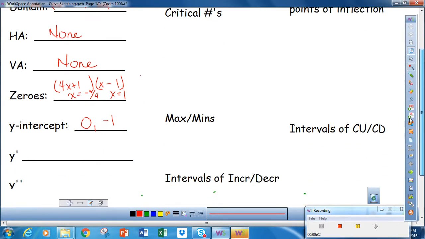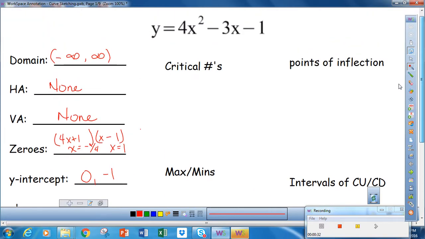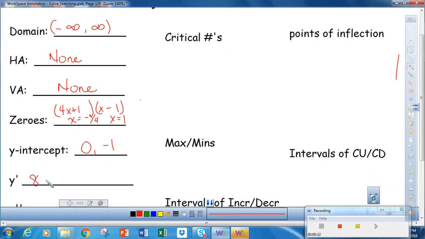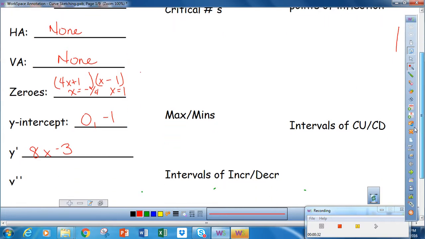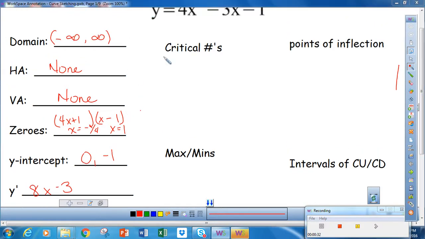Some of this may or may not be in your notes. We always want to start by finding the derivative. The derivative of this function would be 8x minus 3, and the second derivative, of course, would just be 8. Using this information, we're going to find the critical numbers. The critical numbers happen when we set the derivative equal to 0 or when the derivative is undefined.